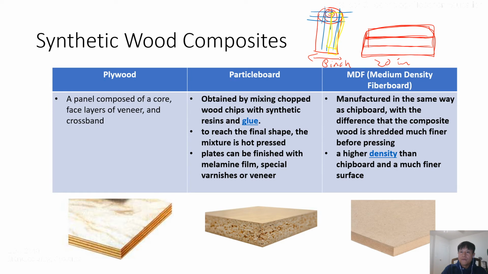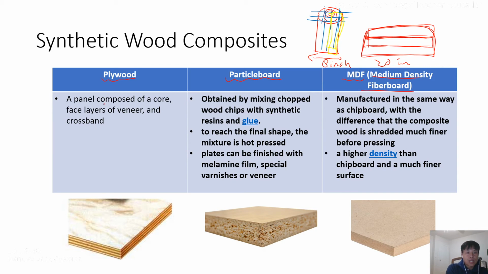But engineers generate synthetic wood, like plastic. There are certain types. The first one is plywood, and then particle board, and then MDF, medium density fiberboard. Plywood is, I think, the most expensive among the three. It depends on its type, but plywood has higher quality than the others.